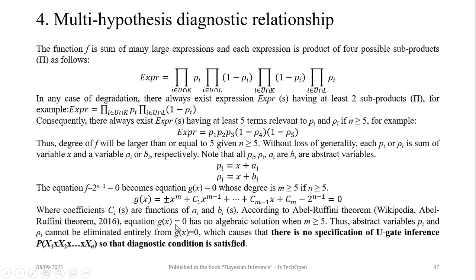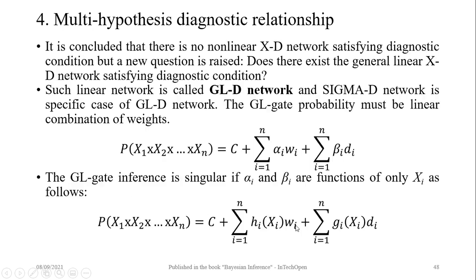According to the Abel theorem, equation G(s) equals 0 has no algebraic solution when m is larger than or equal to 5. Thus, abstract variables AI and BI cannot be eliminated and entirely form G(s) equal 0, which means there is no specification of the UK inference for S1, S2, Sn, so that the diagnostic condition is satisfied. It is concluded that there is no non-linear SD network satisfying the diagnostic condition, but a new question is raised. Does there exist a general linear SD network satisfying the diagnostic condition?